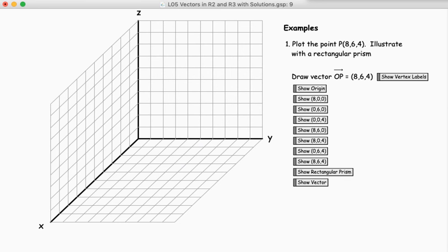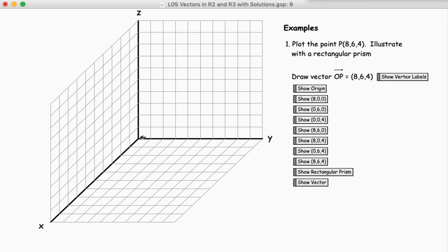All right, so the next thing you might be asked to do. What we're looking at here are some examples. We've covered the definition of an algebraic vector, what it looks like in R2, and what it looks like in R3. You might be asked to plot a vector in R3. So the first thing I would like you to do is plot the point 8, 6, 4, and then illustrate it with a rectangular prism.